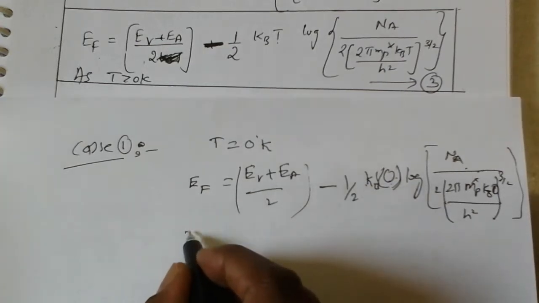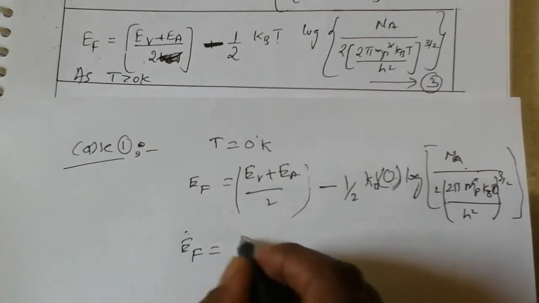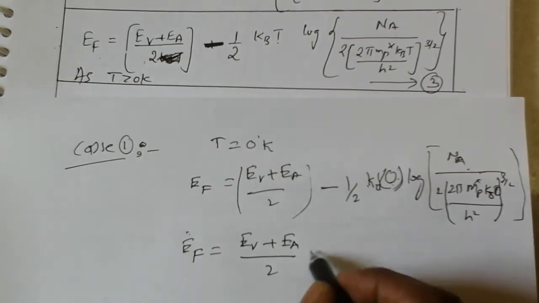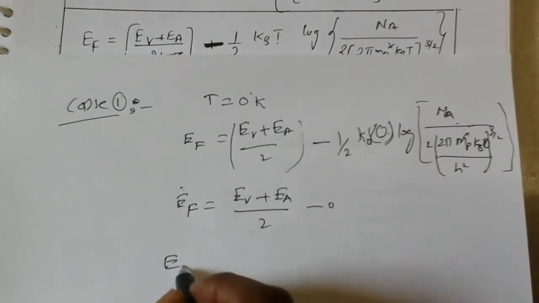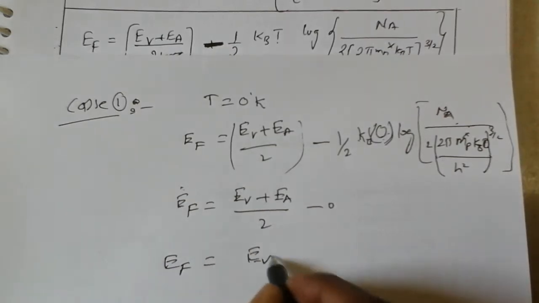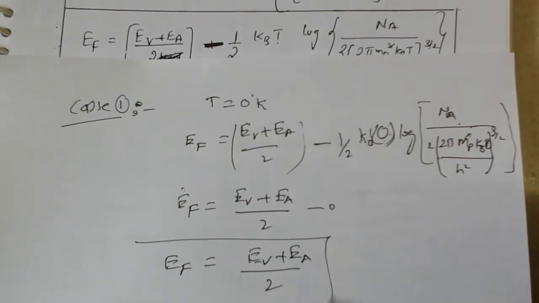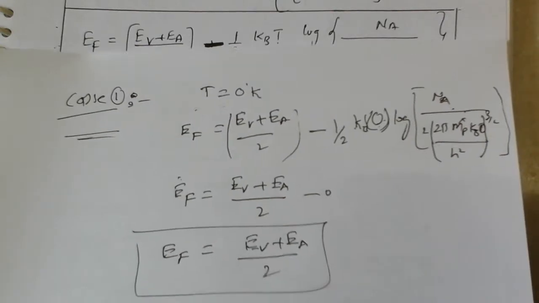So finally EF is equal to EV plus EA by 2 minus 0. So finally we can write EF is equal to EV plus EA by 2. This is the final equation for case 1 when T is equal to 0.